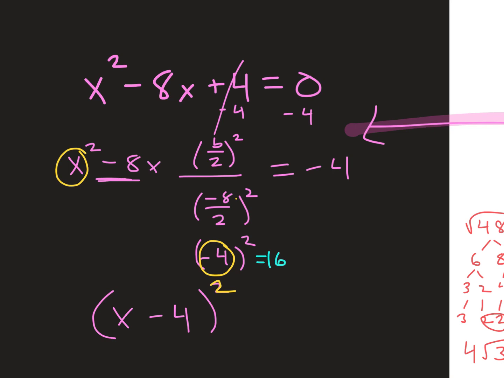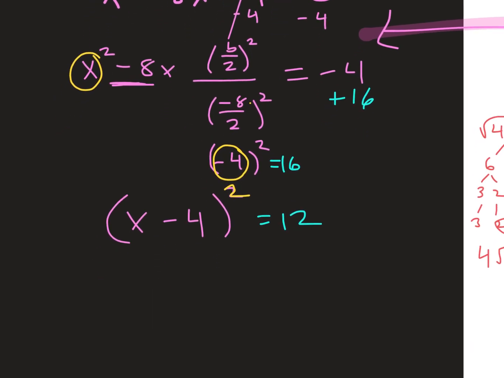So I'm adding 16 on my left side of the equation. I just pulled it out of nowhere and put it in here. I'm adding 16. So if I add 16 on the left side, I also have to add 16 on the right side. So then this is equal to, what's negative 4 plus 16? 12.